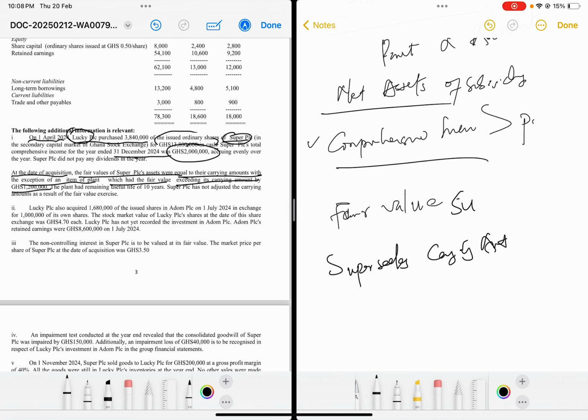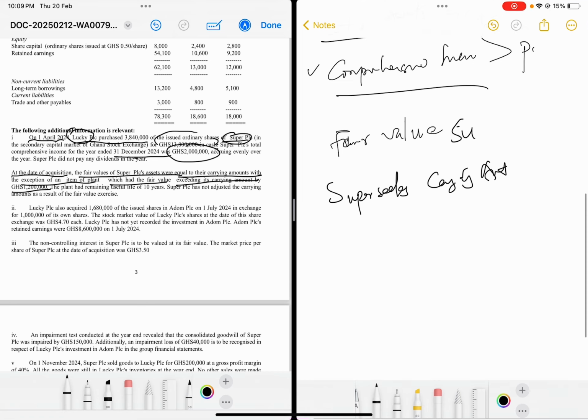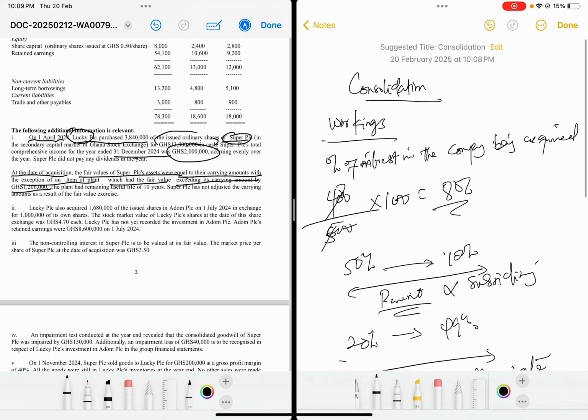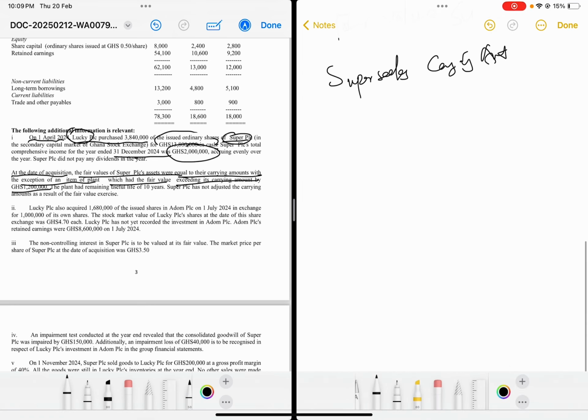So yeah, I've been told that there was an adjustment done on the fair value, which had a carrying amount as its asset, with the exception of a plant which had a fair value exceeding its carrying amount. It means that we need to adjust our plant to 1,200. Basically, what does this mean? It means that we need to add back 1,200 to the cost of the plant.